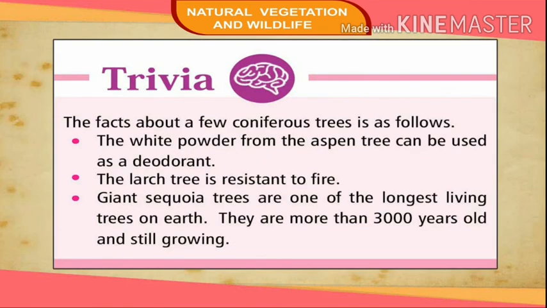Trivia. The facts about a few coniferous trees are as follows. The white powder from the aspen tree can be used as a deodorant. The larch tree is resistant to fire. Giant sequoia trees are one of the longest living trees on earth. They are more than 3,000 years old and still growing.